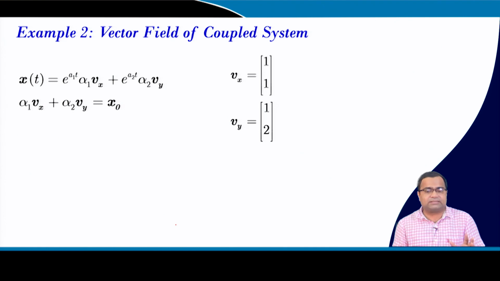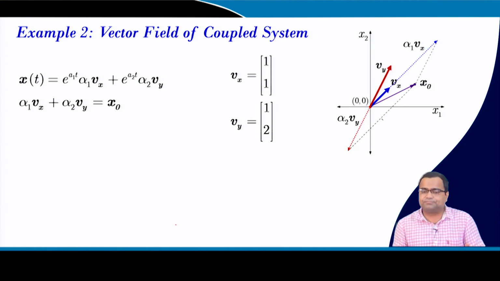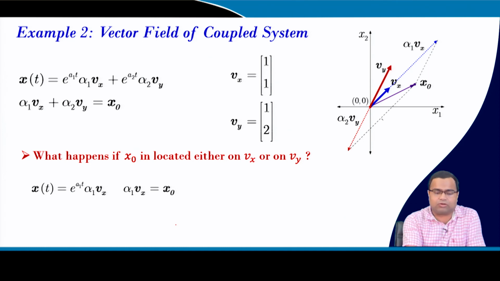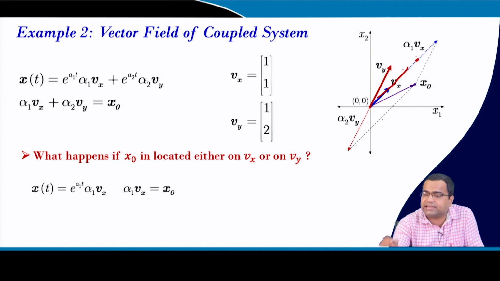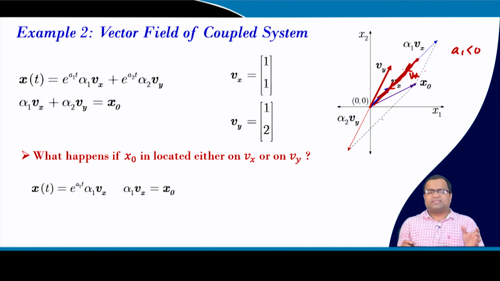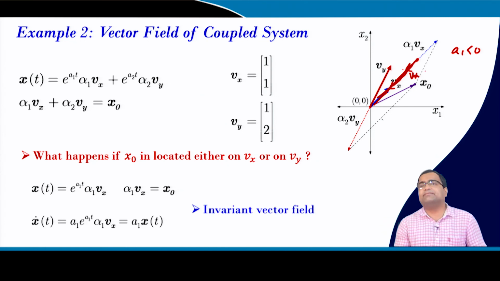Now if you take a coupled system, we have taken two vectors, right. Then again, if we take any initial condition on any of these vectors, suppose we took the initial condition, let us say here, then if a1 is less than 0, this point will move along this line, it will not come out of this line and it will slowly approach the origin, and this is my vector direction Vx, right. Again it is an invariant vector field.